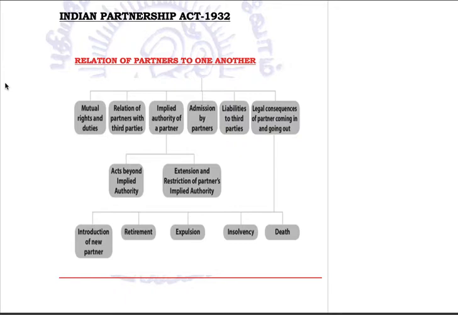One is acts beyond the implied authority. There is something called implied authority which each partner has. Now there are two kinds of acts when he is acting beyond his implied authority. The other one is extension and restriction of partners' implied authority. We will discuss under what circumstances this implied authority of a partner can be extended or restricted. Who will do that? Definitely the partnership, or the collection of other partners.